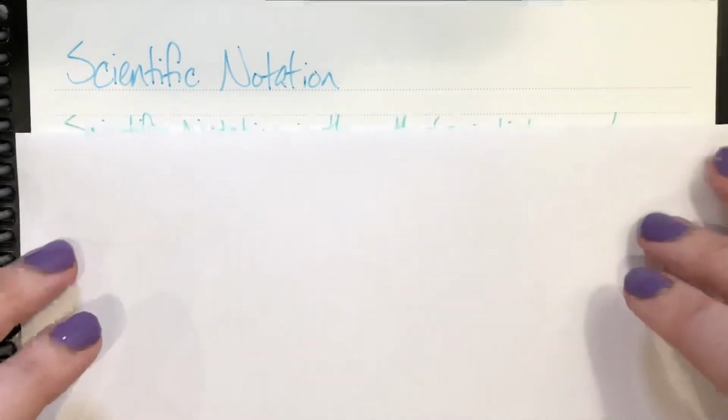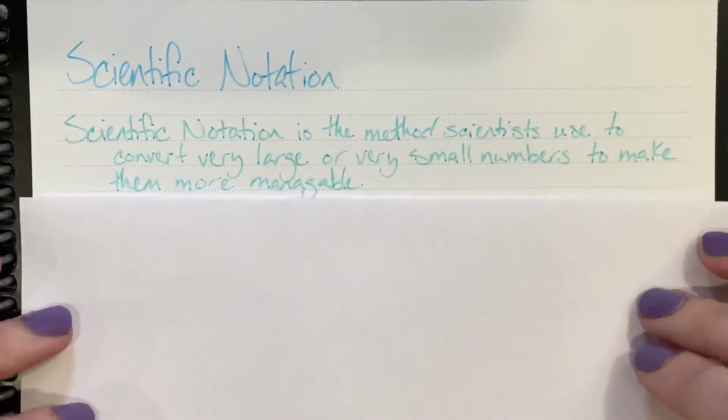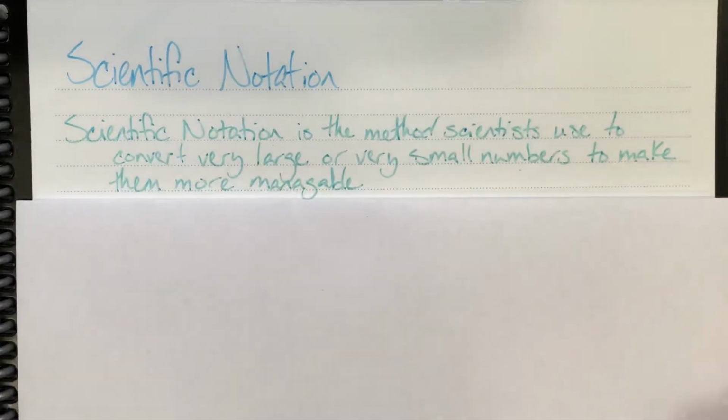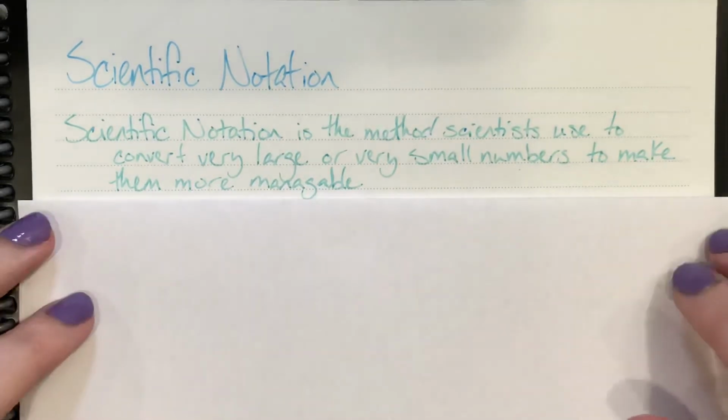Today we are going to be discussing scientific notation. Scientific notation is a method that scientists use to convert either very large or very small numbers into something more manageable so that it's easier to write down, we don't have to write as many zeros, and it's easier to plug it into the calculator.